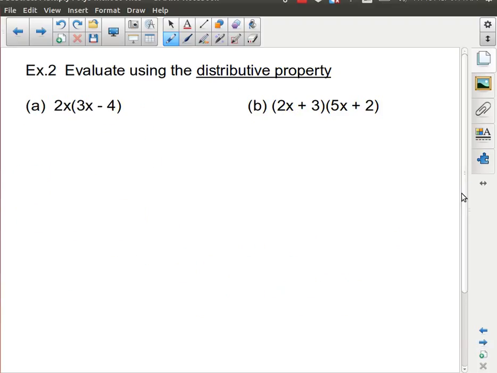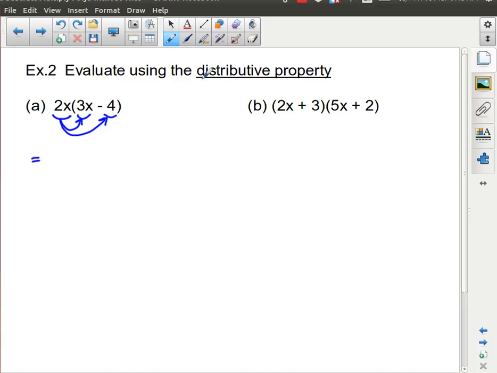Now, the distributive property. How do we do that? Well, the way the distributive property works is you take a term. Now again, remember, 2x on its own is a term, and 3x is a term, and 4 is a term, or negative 4, depending on how you look at it. So the way we use the distributive property is we take this value and multiply it by each of the values inside the brackets. That's what the distributive property is.